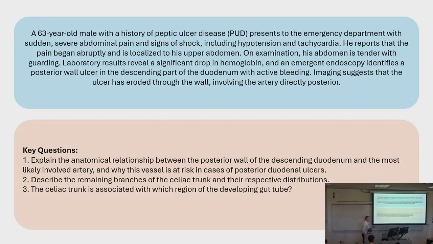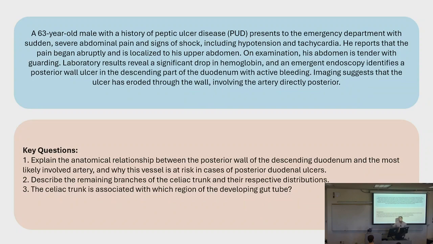So the ulcer has gone into the posterior wall of the duodenum. It's now touched an artery, causing that artery to rupture, and there's bleeding that's occurring. Okay, so behind the descending part of the duodenum. Imaging suggests that the ulcer has already gone through the wall, involving the artery directly posterior. So this question is basically saying, you have an ulcer, it's gone through the duodenum, posterior, descending, what vessel was it going to touch? Okay, so what vessel runs behind the duodenum?